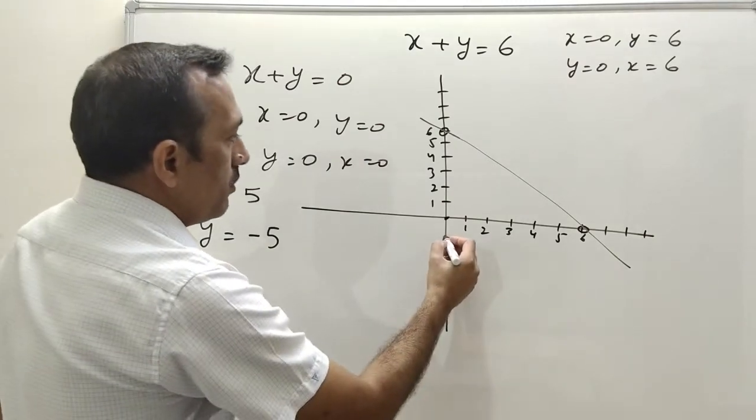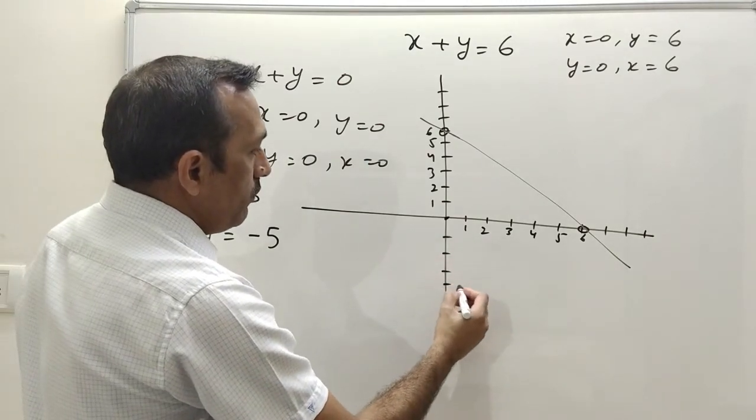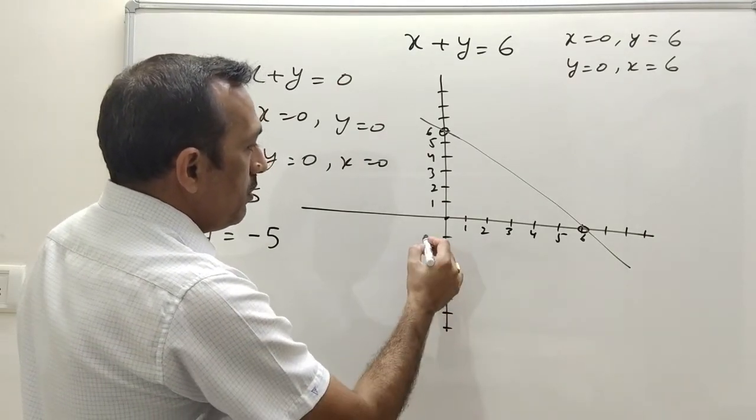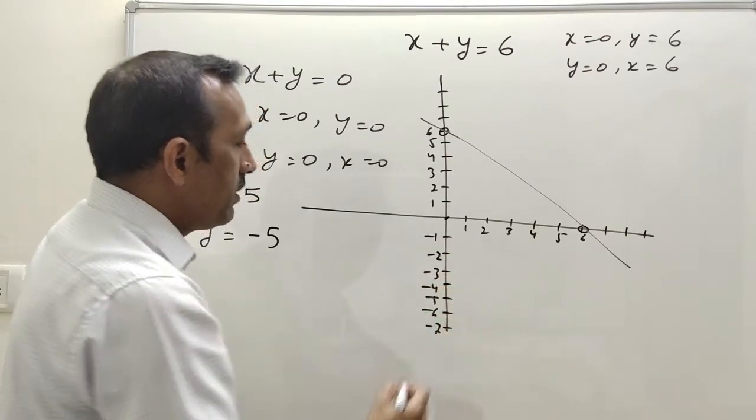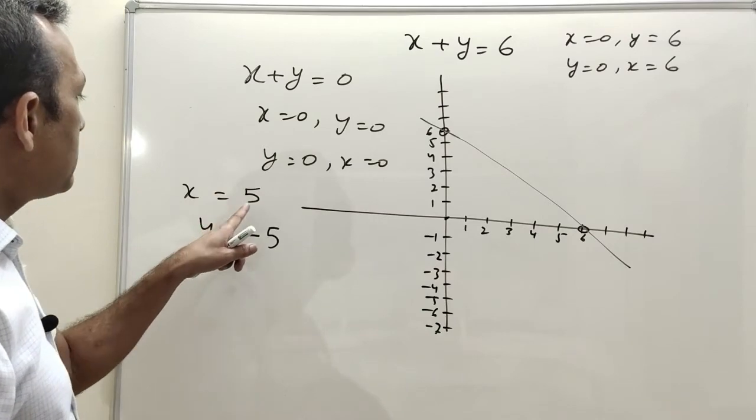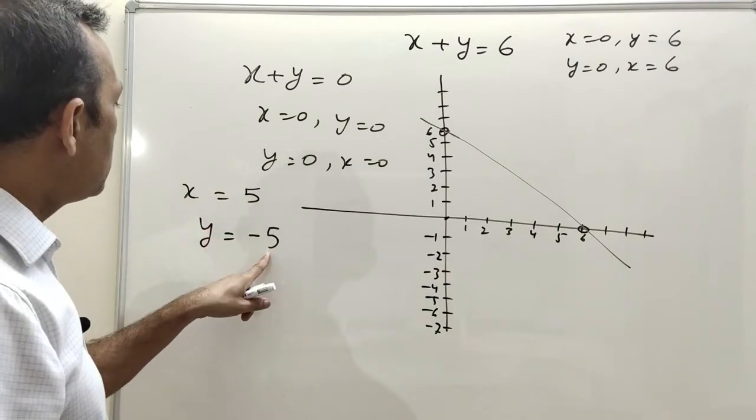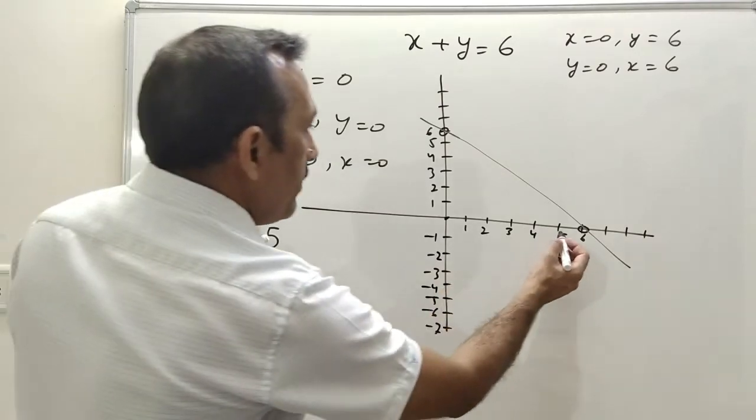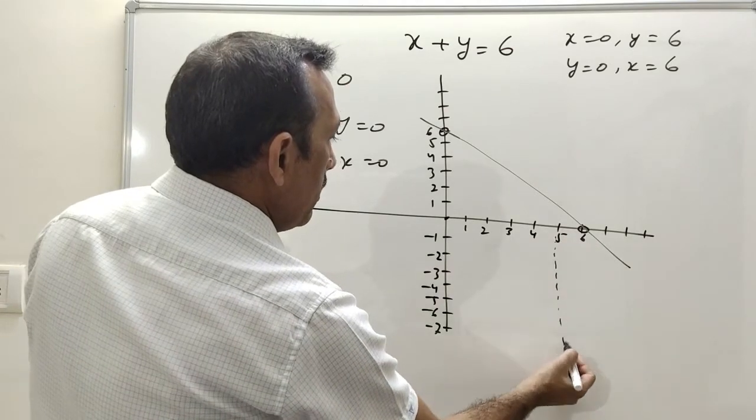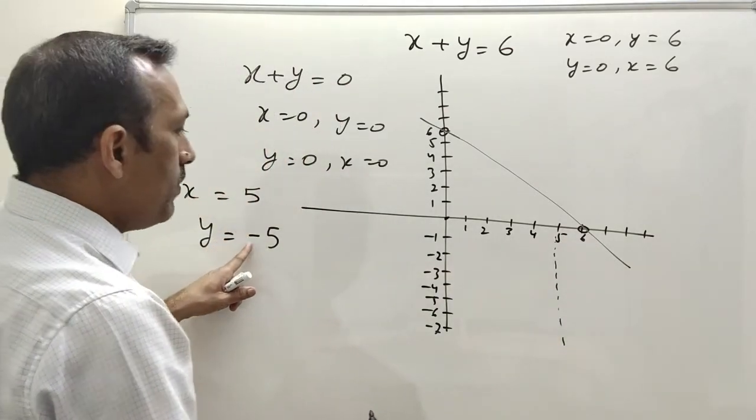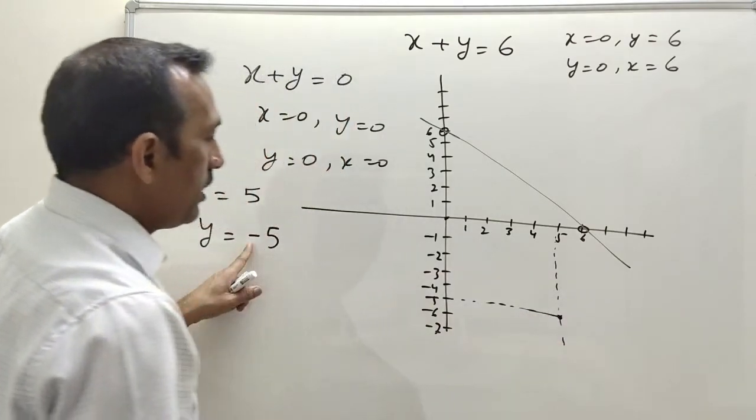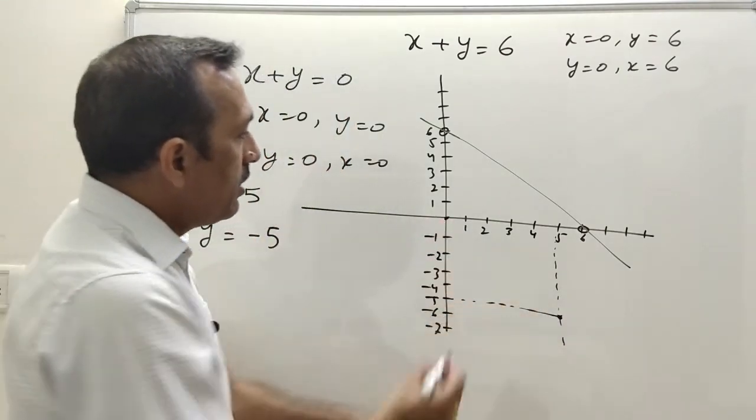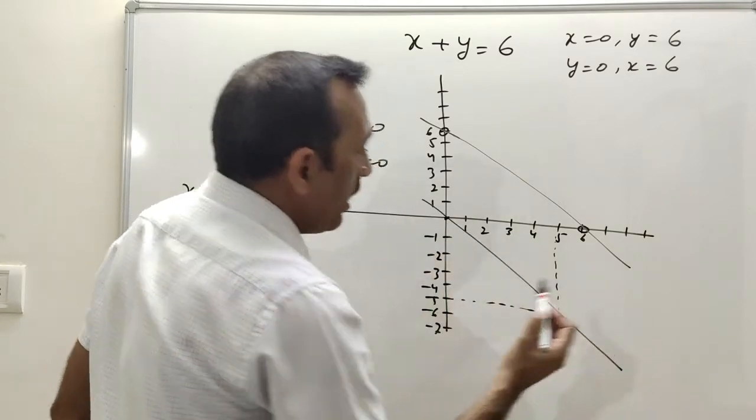That means 2 3 4 5 6 7. Minus 1, minus 2, minus 3, minus 4, minus 5, minus 6, minus 7. So when x is 5, y is minus 5. So x is 5 where? X is 5 here. And y equal to minus 5 is somewhere here. So one point is here, another point is here. That line will go like this.